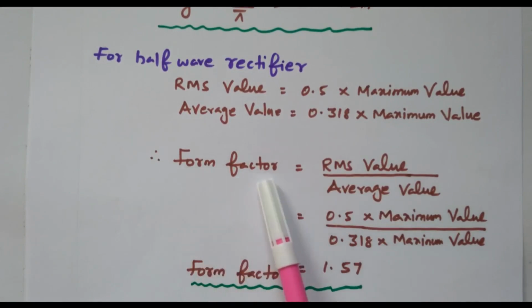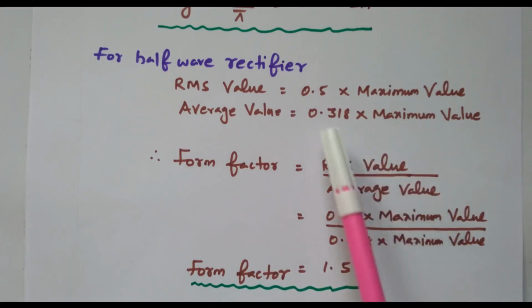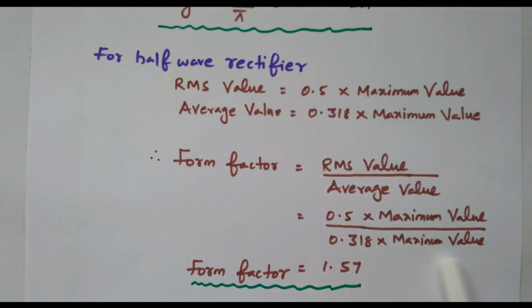Now we'll find the form factor. Form factor equals RMS value by average value. The RMS value is 0.5 times the maximum value, that is Im, divided by the average value, 0.318 times the maximum value. The maximum got cancelled. So 0.5 divided by 0.318 is nothing but 1.57. So the form factor for the half wave rectifier is 1.57.